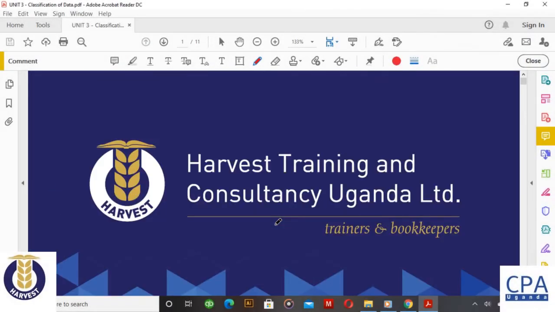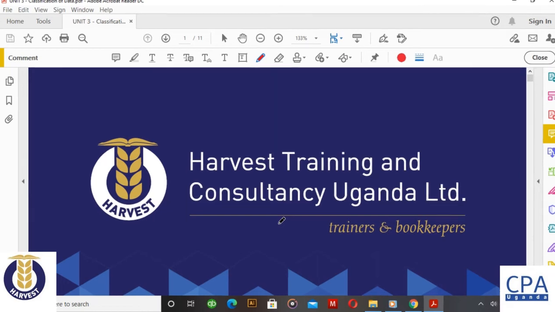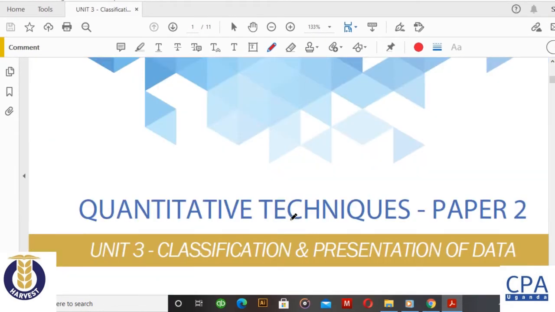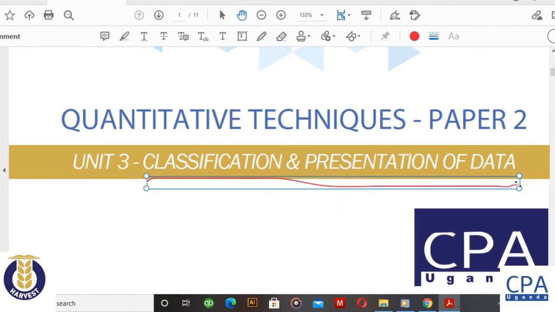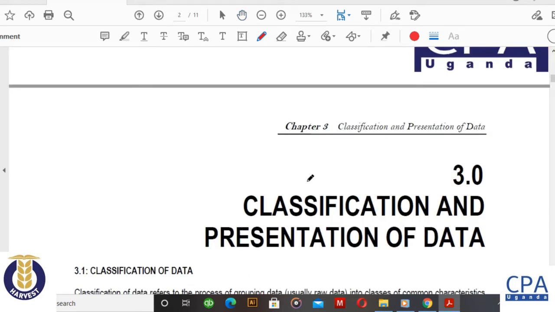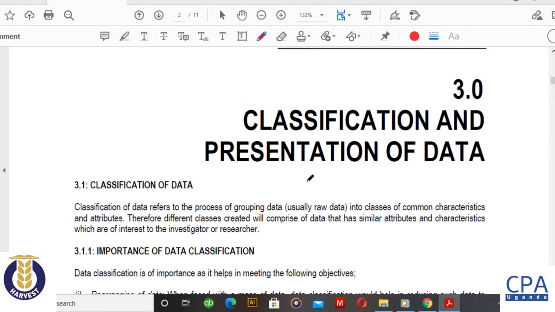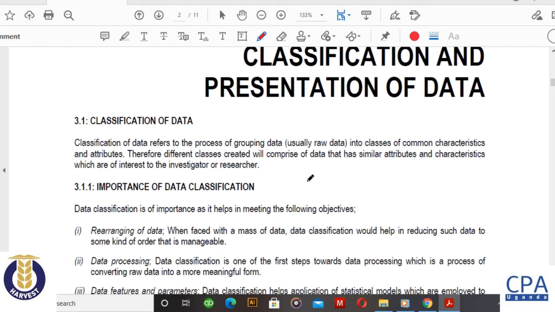Everyone, and welcome to yet another discussion on Unit 3, which gives us a full discussion on classification and presentation of data. The previous time we met, we talked about the frequency distribution table, and of course, I was focusing our discussion on Unit 3 of the handout that has been loaded onto your student account.